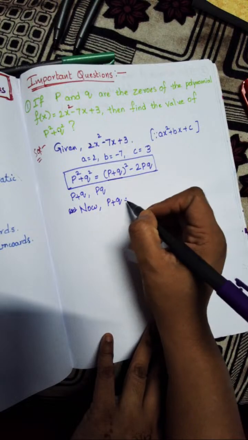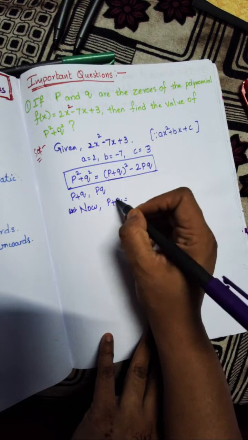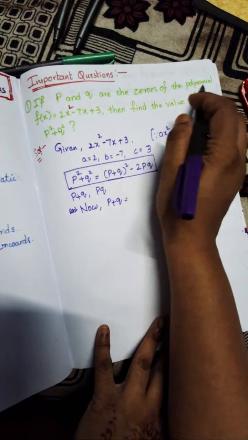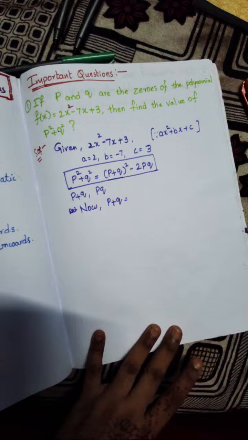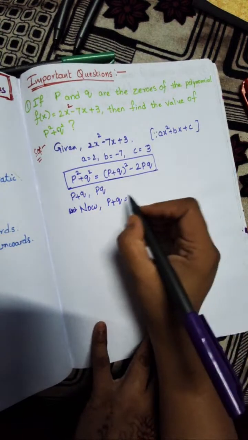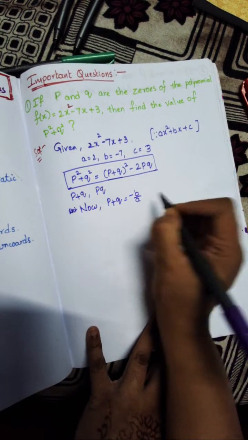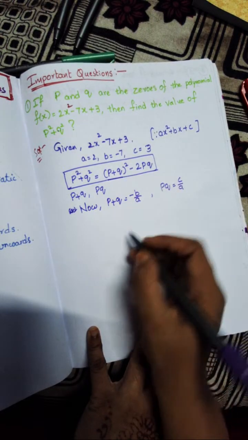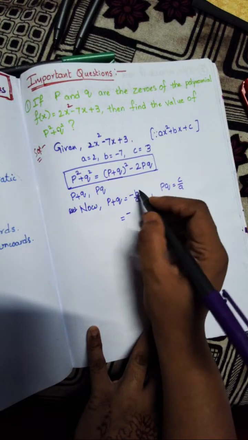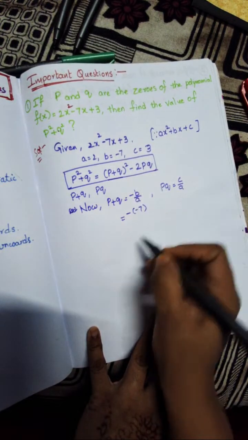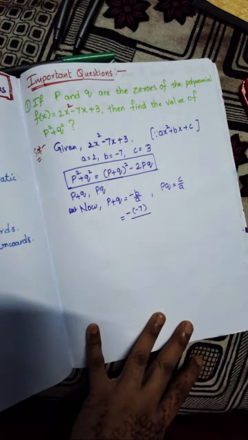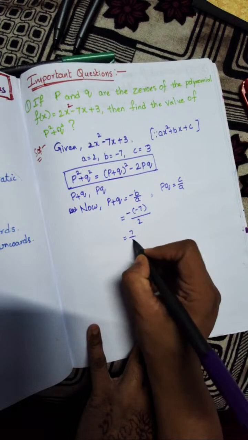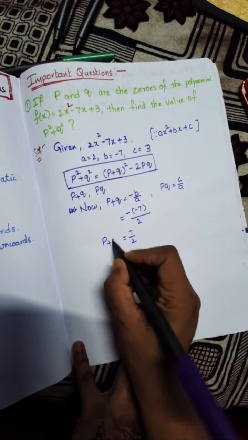So we have p plus q means sum of zeros. This already is given, p and q are the zeros of the polynomial. So sum of zeros is minus b by a. pq is c by a. First we have to find the value of this one. Minus b means what? Minus 7. A means 2. So minus of minus 7 by 2, plus 7 by 2. This is sum of zeros.